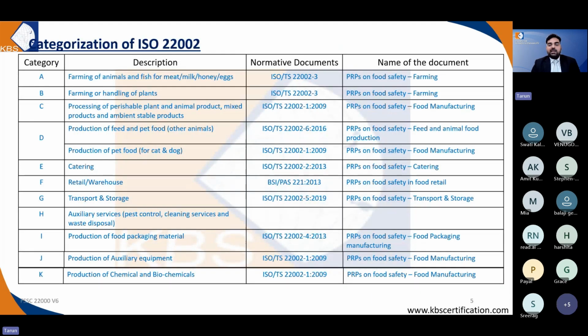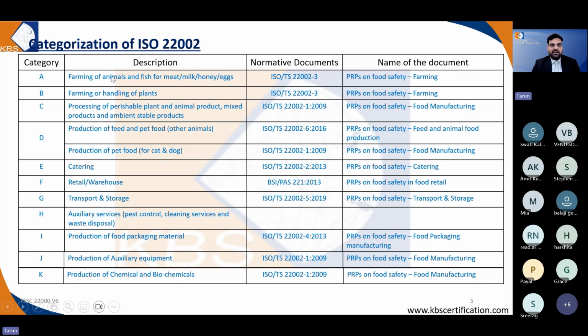These are the ISO 22002 documents, basically the PRPs. Whenever you have an organization, each type of business has a separate type of PRP. You can see here, first of all, farming of animals and fish, or meat, milk, honey, or egg products: that PRP code is 22002-3. 3 is for farming. 3 is a specific code, and it's an ISO document available on the ISO website itself. So 3 is the code for this type of work activity.